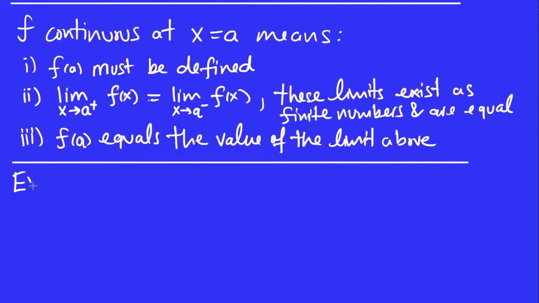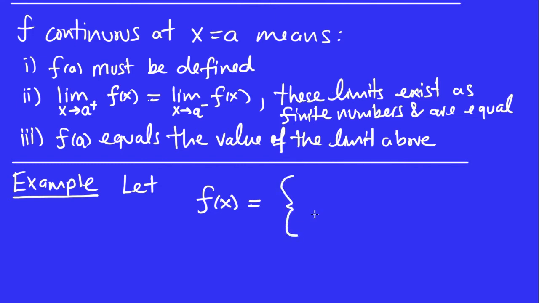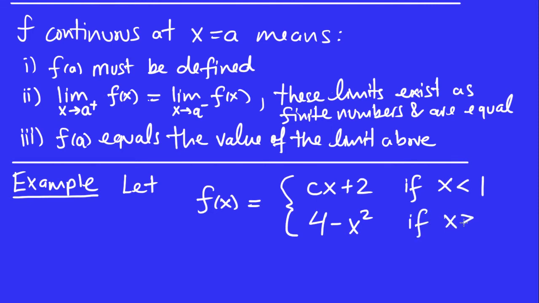So here we go. This is the kind of question I'm about to do right now, which is very common for a continuity problem. Often with continuity problems, you're going to be given a piecewise function, right? So why don't we say f(x) = cx + 2 if x is, I don't know, less than 1, and it's equal to 4 minus x squared if x is bigger than or equal to 1.